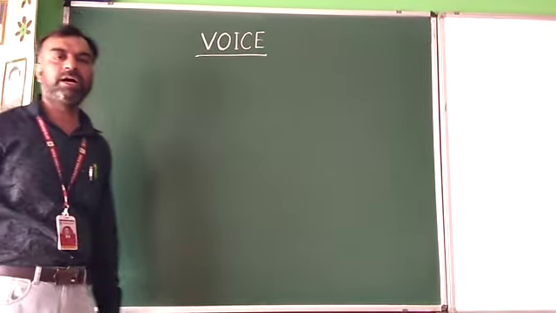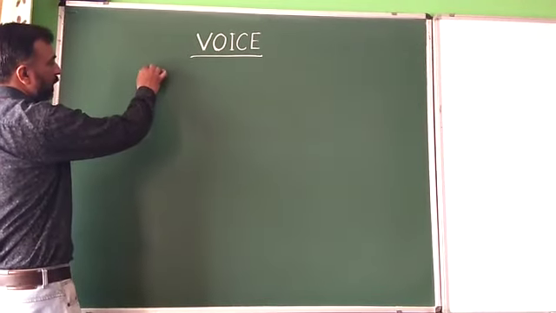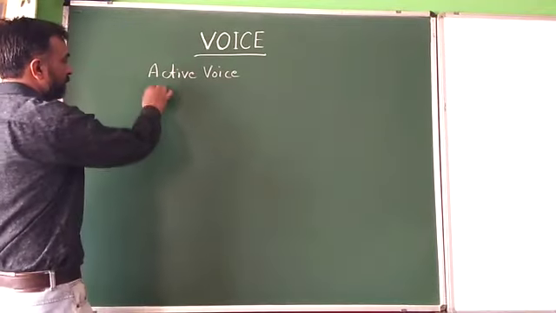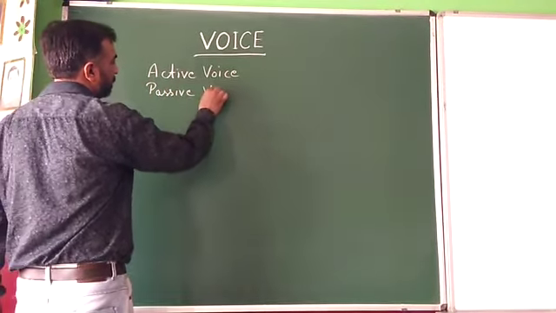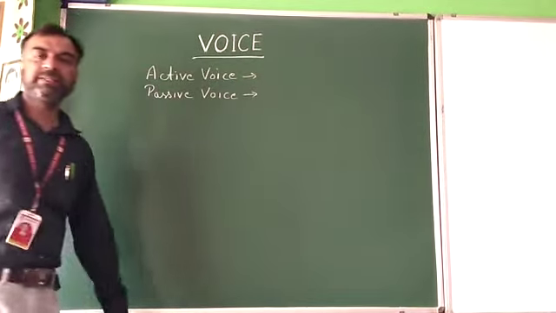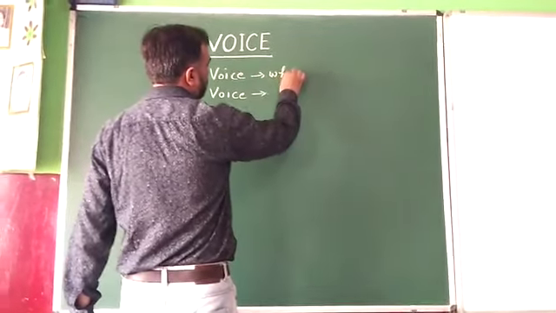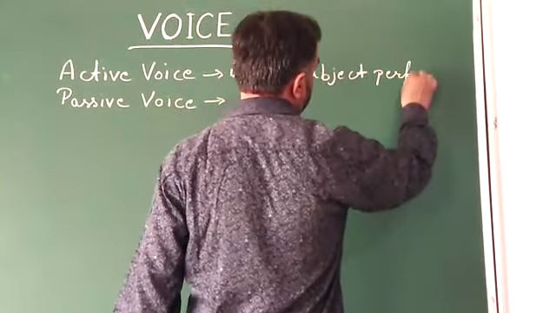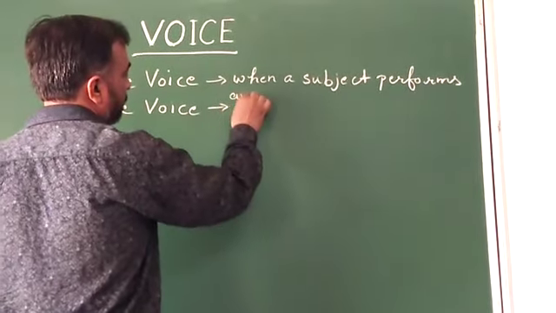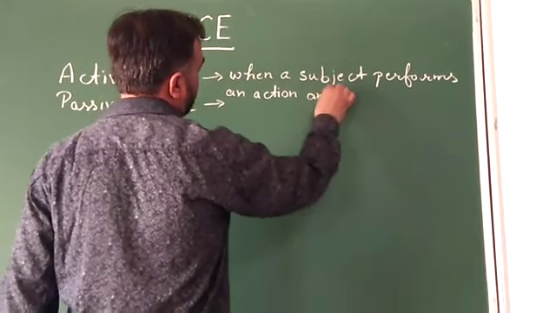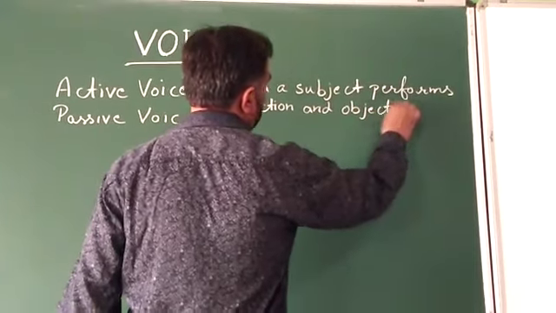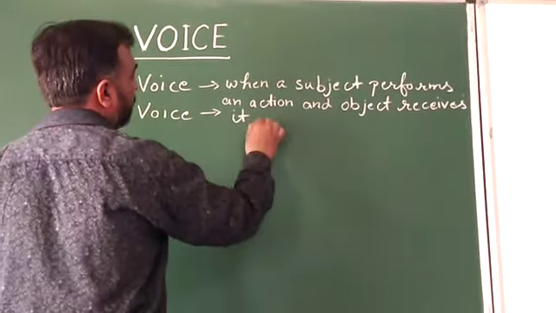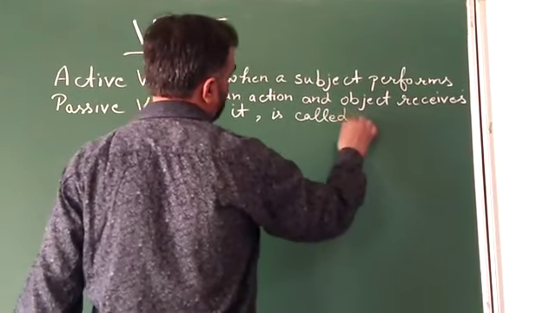So students, first of all I want to tell you there are two types of voice. One is active voice, second is passive voice. So what is active voice? When a subject performs an action and object receives it, it is called an active voice.